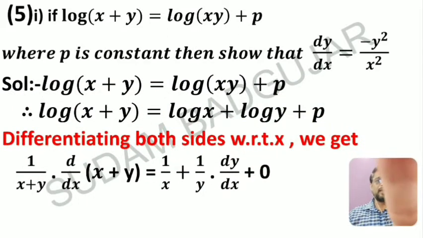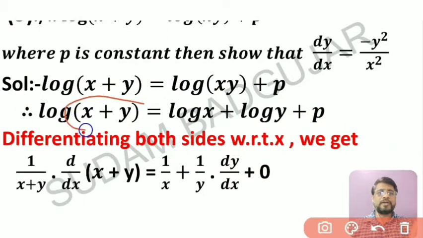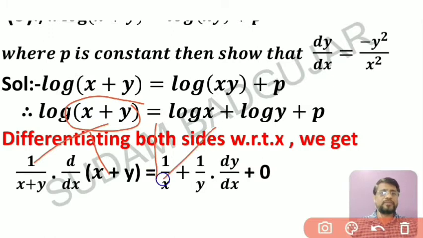You will get the derivative of log of f of x form, that is derivative of log of (x plus y) is equal to 1 upon (x plus y) into derivative of (x plus y), and on the right side, what is the derivative of log x? 1 upon x, plus derivative of log y is 1 upon y into dy by dx, because y is a composite function. And what about the derivative of p? It is a constant, so its derivative is 0.